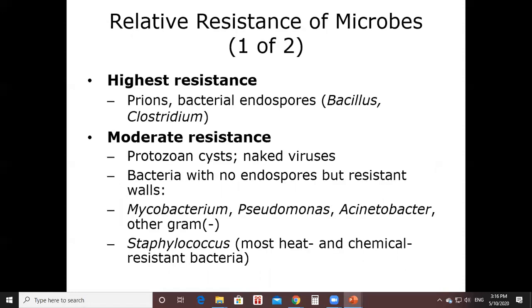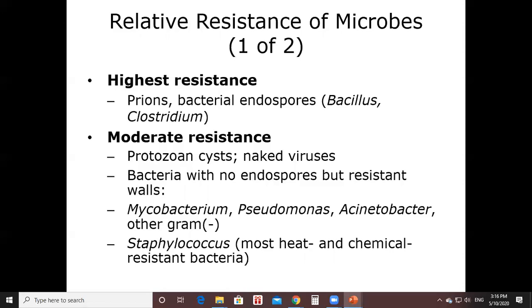So here's some of the relative resistance of microbes. In the highest resistance, you have prions, which are very interesting. They are very hard to kill. They are basically just portions of protein that can infect a cell. They're not considered living, but they can infect the cell, and we'll talk about them a little bit later. They're very hard to inactivate. Then you have bacterial endospores that are very resistant, hard to kill.